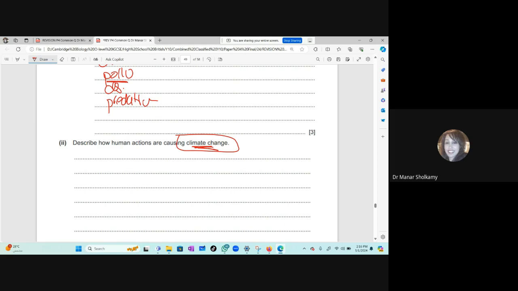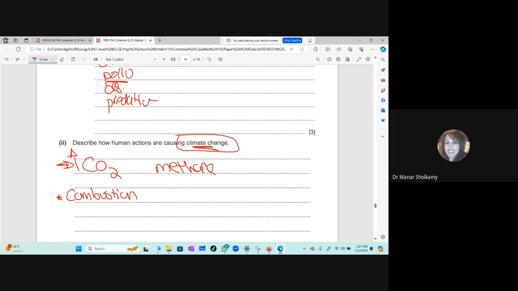Give me examples of greenhouse gases. The common ones are CO2 and methane. CO2, yes. Methane, very good. Now, give me actions done by humans that will increase the level of CO2 in the atmosphere. Burning of fossil fuels. Very good. Combustion, burning of fossil fuels. So this is something that we do every day and we contribute to climate change.